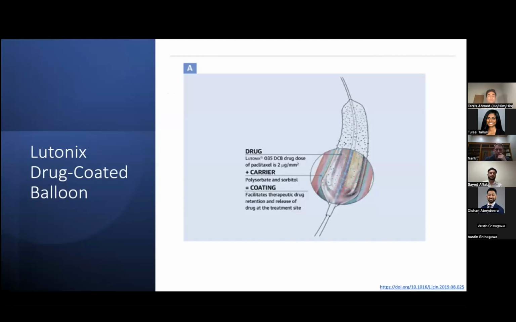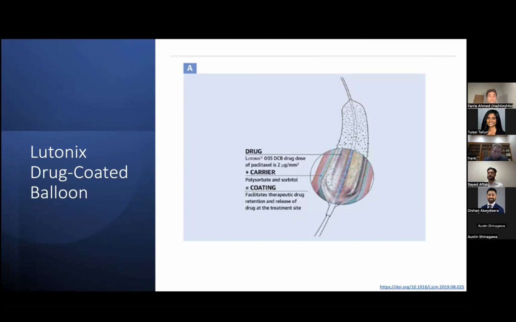Starting off our discussion with the Lutonix drug-coated balloon. It's the first generation drug-coated balloon. It's described as an over-the-wire catheter with a drug-coated balloon fixed at the distal tip. The balloon itself is coated with a specialized formula that includes the drug paclitaxel, a known anti-proliferative agent. Paclitaxel is also highly lipophilic, insoluble in water, and is evenly distributed across the working length of this balloon. The formulation allows for the release of paclitaxel to the tissue of the vascular wall during inflation.